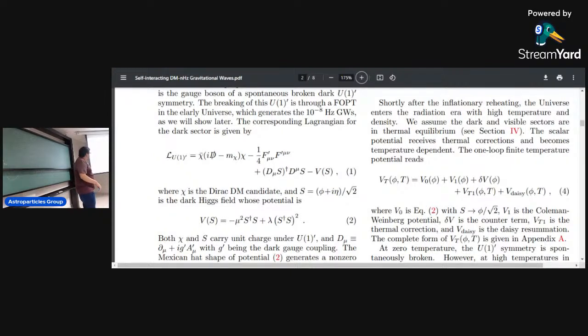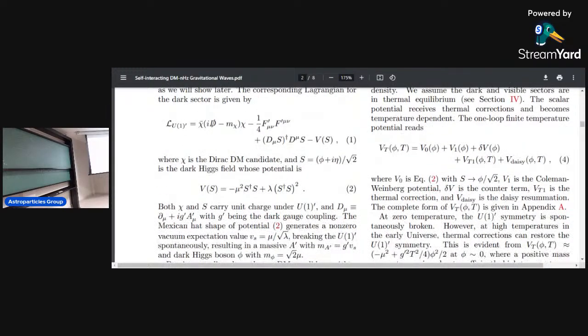So to generate this first order phase transition, you need to have a potential, which changes with the temperature, which is this potential here. And the plot of this potential is at the end of the article.